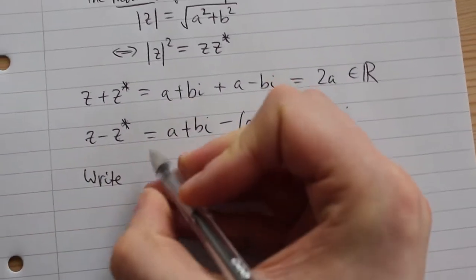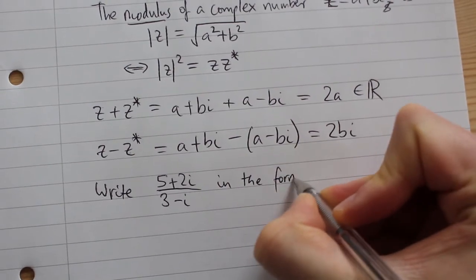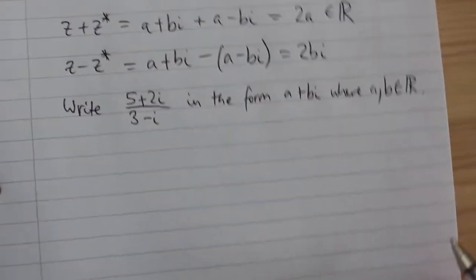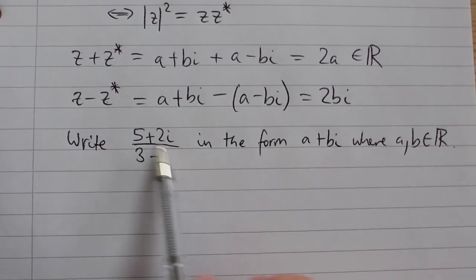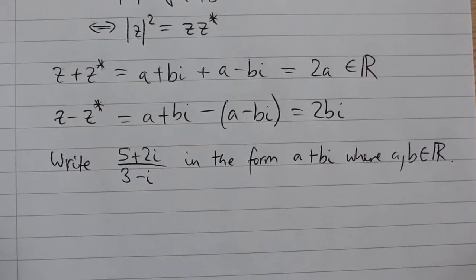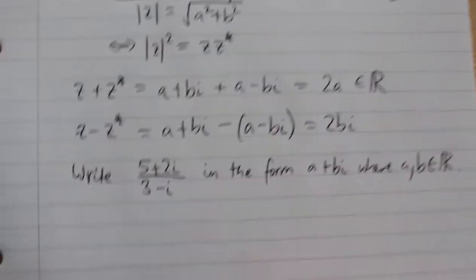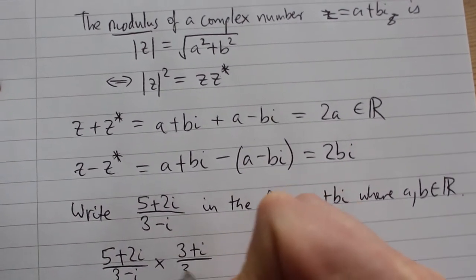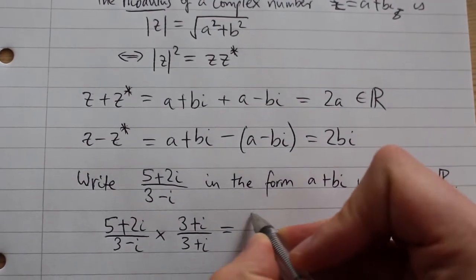So if we wanted to work out, let's say, 5 plus 2i over 3 minus i, and we want to write this in the form a plus bi, where a and b are real numbers, then we can do something quite similar to when you rationalize the denominator of a surd. We need to multiply by something that gets rid of the 3 minus i in the denominator. The thing to multiply by is the complex conjugate, because when we do that, we get a squared plus b squared, which is a real number. So we can eliminate this from the denominator by multiplying by the complex conjugate, which is 3 plus i. And then in the denominator we've got 9 minus i squared, which is 10.